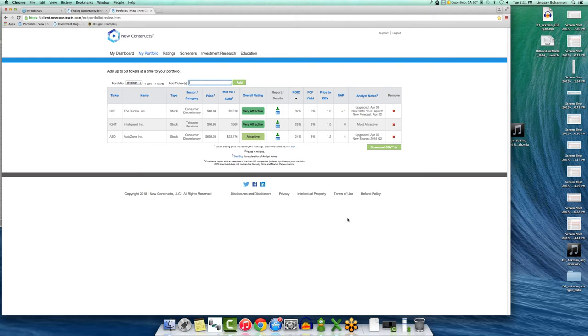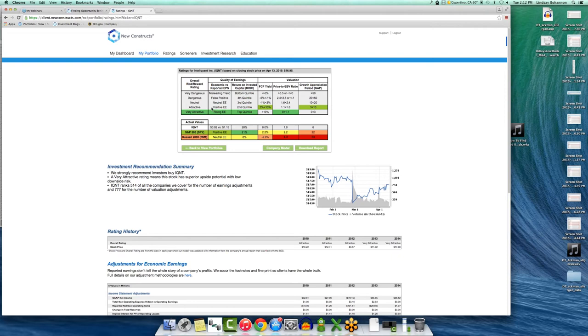So once I have a stock here that I like in my portfolio and I want to know more about it, I have two options. I can either view the ratings page or download the report. And those two do essentially the same thing, but I'm just going to show you really quickly what each of them do. So the ratings page here gives the most basic and the most fundamental, but also the most important information that we need when making a decision about a stock.